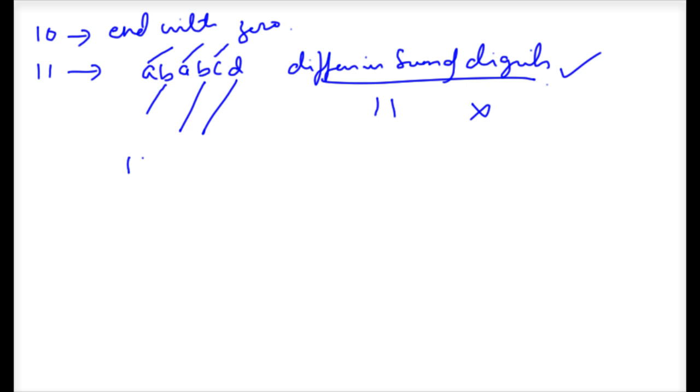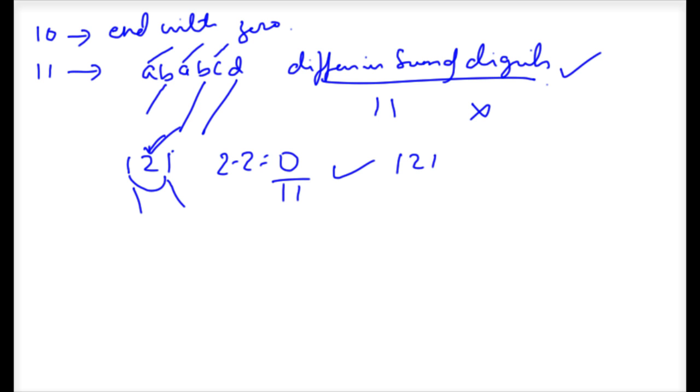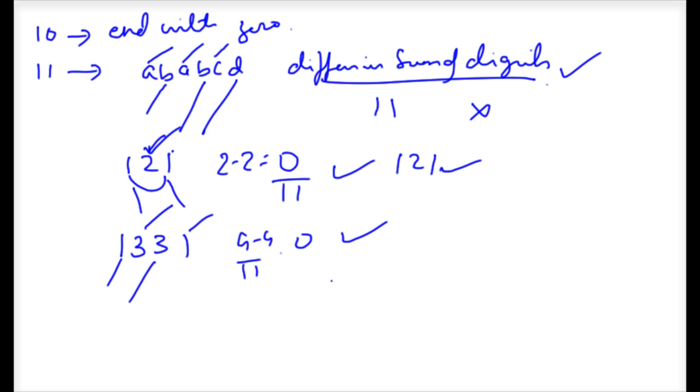So let us take one example, 1, 2, 1. So this is the odd and this is the even. So the sum of digits here is 2, the sum of digits here is 2. So 2 minus 2 is 0. 0 is divisible by 11. So 121 is divisible by 11. Now let's look at 1, 3, 3, 1. So this is odd, odd, even, even. So it is 4 minus 4, again 0, and 0 is divisible by 11.